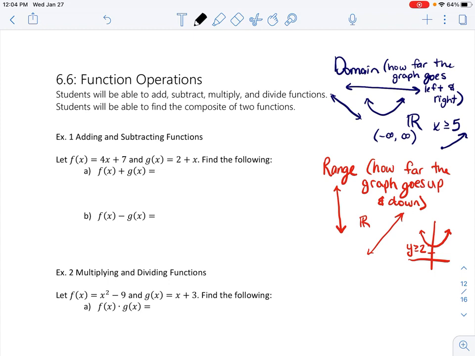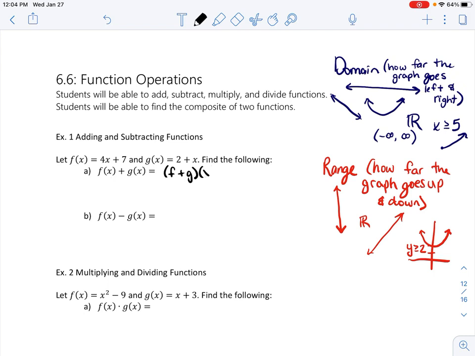So we have, let f of x, that is how you read this, f of x equal 4x plus 7, and g of x equal 2 plus x. And then find the following. So it says f of x plus g of x. Now, sometimes it would be written this way. It's like they factored out the x term and put it on the outside. It really means the same thing.